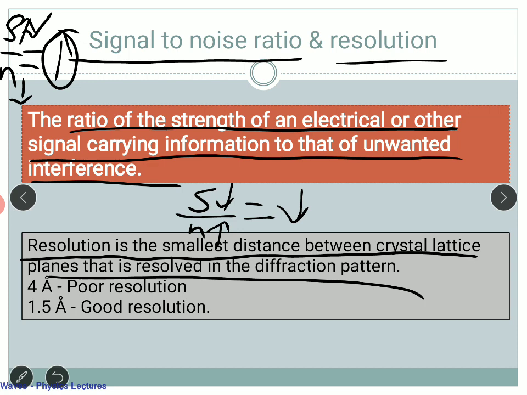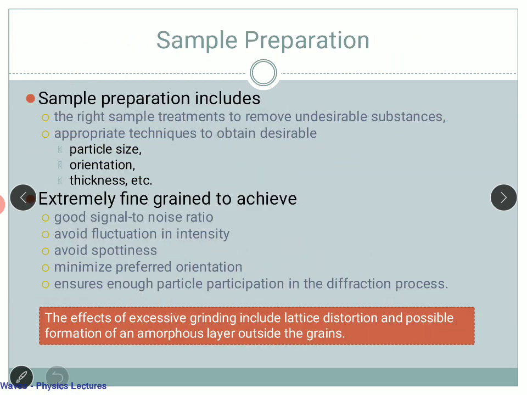Now if the distance which the XRD machine can resolve is 4 angstrom, where an angstrom is 10 to the power minus 10 meter, that means the resolution is very poor and low. On the other hand, if it can resolve crystal planes with lattice spacings which are very close, for example 1.5 angstrom, we can say it is a very good resolution instrument. Based on this, we also determine the instrument.